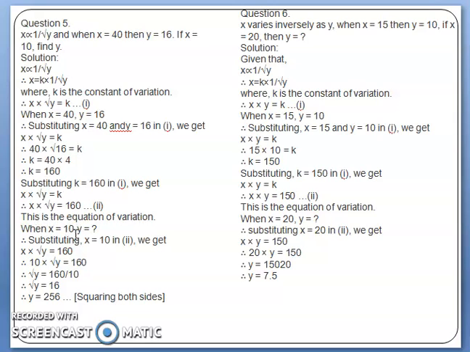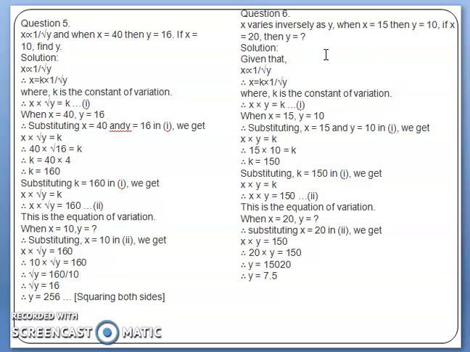When X equals 10, Y we have to find. So substituting X is equal to 10, we get 10 multiply root over Y is equal to 160. Root over Y is equal to 160 upon 10. That means root Y equals 16. Now squaring both sides, what will we get? Y is equal to 16 square, that is 256.